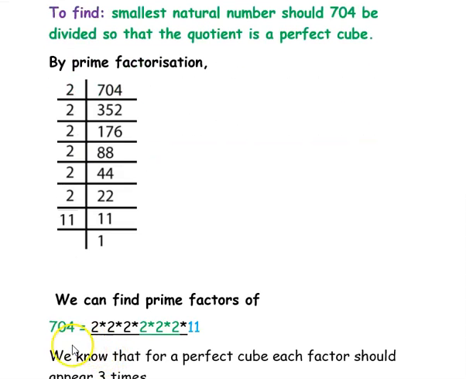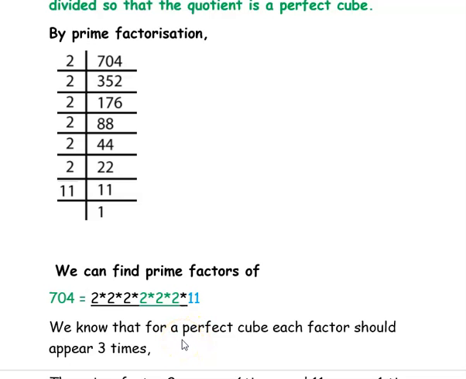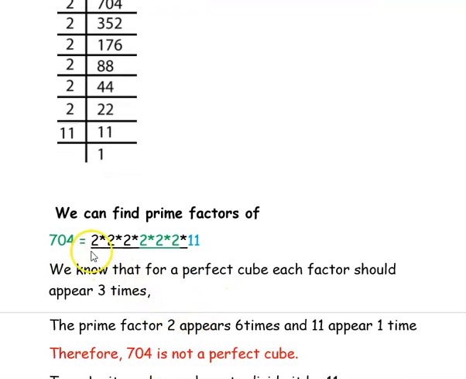Now let's write the prime factors of 704. Now we'll count the number of 2's first. 1, 2, 3, 4, 5, 6. So the factor 2 appears 6 times. So I have written 2 into 2 into 2, 2 into 2 into 2, and then 11 appears 1 time. So I have written into 11. So we know that for a number to be a perfect cube, each factor should appear 3 times. So here this factor 2 appears 3 times, the second 2 also appears 3 times. But this factor 11 appears only 1 time. So we can say that the number 704 is not a perfect cube number.